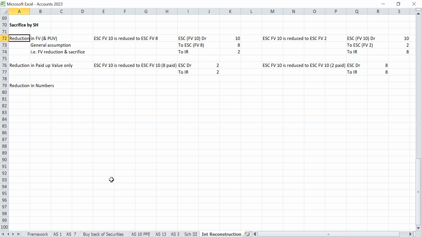If there is a reduction in face value and paid up value, both are accounted. If there is reduction in paid up value only, I have to account only for the sacrifice, not for the face value reduction. Means what? Face value 10, face value 8, that I am not writing here because face value remains the same. Okay. Then the last case, reduction in number. This is called share surrender. That we will discuss later.